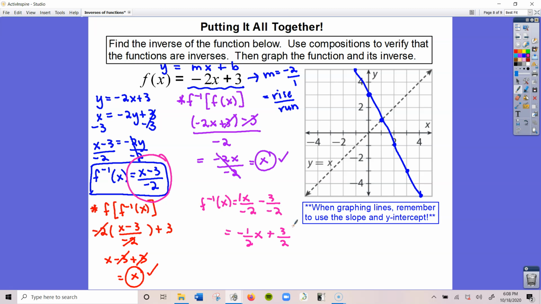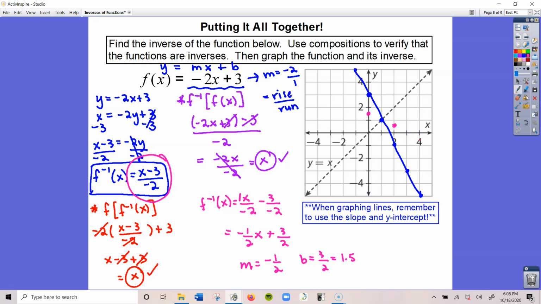This is better now, right? We have our slope, which is negative 1 over 2, and our y-intercept, which is 3 over 2, the equivalent of 1.5 if you divide 3 by 2. So for my y-intercept, I'm going to go to 1.5, which is right here in between 1 and 2. And then my slope is negative 1 over 2. So I'm going to go down 1, right 2.